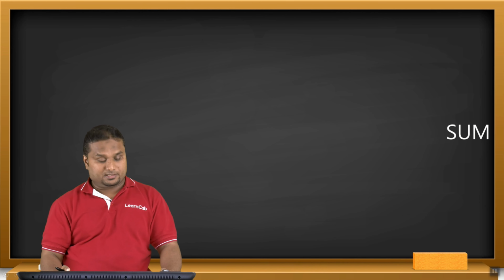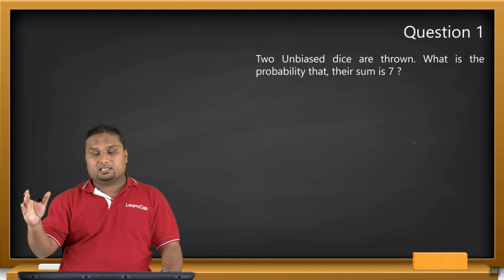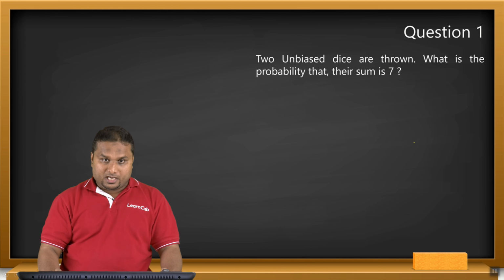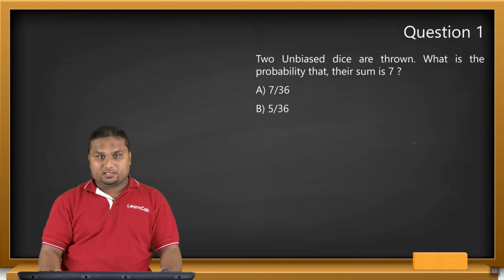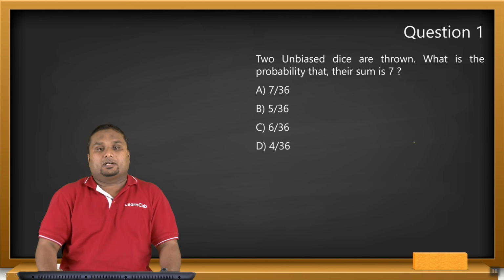The first topic is dice. Let's discuss the first question on dice. The question is, 2 unbiased dice are thrown. What is the probability that their sum is 7? The answer options given are 7 by 36, 5 by 36, 6 by 36, and 4 by 36.